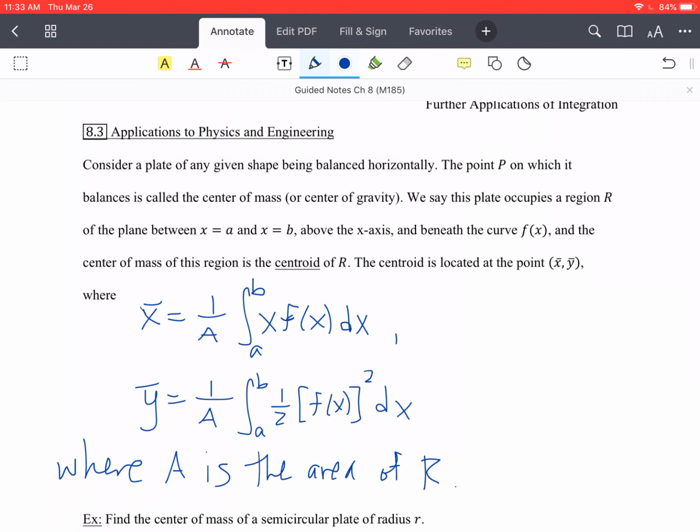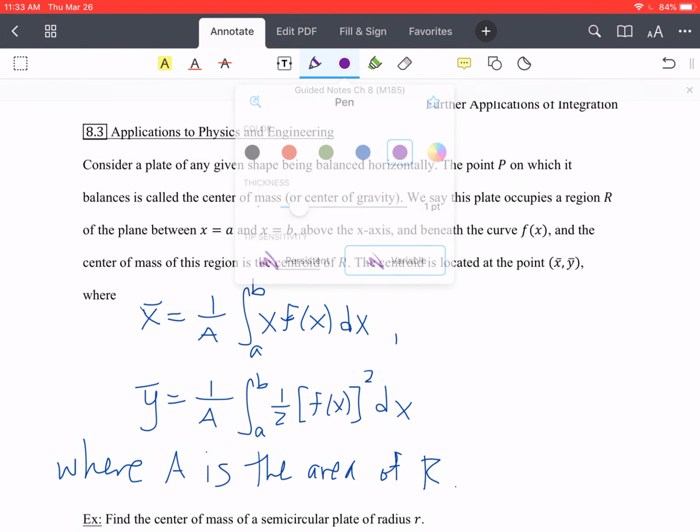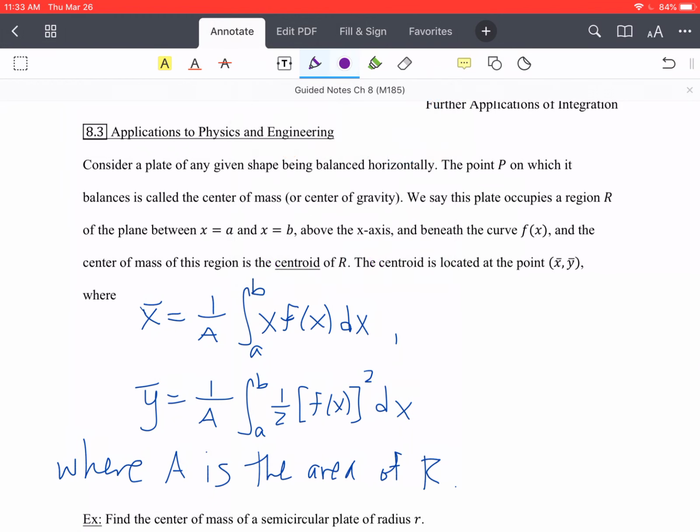Okay, so basically what we're having here is, I have some plate of random shape being balanced on a single point, P. That place where it balances horizontally, that is the centroid. Okay, that is its center of mass or center of gravity.